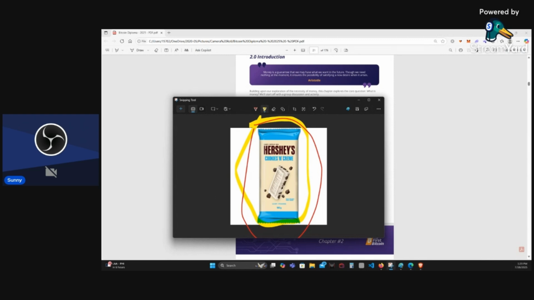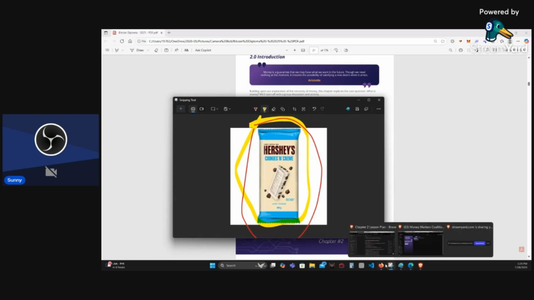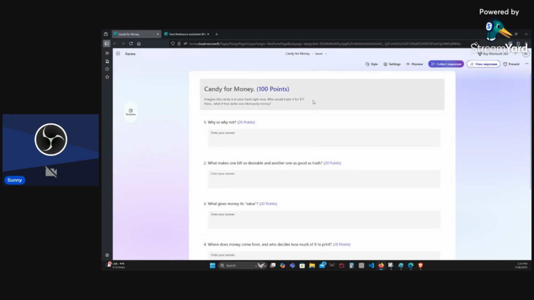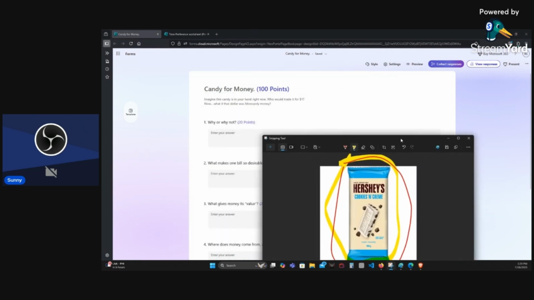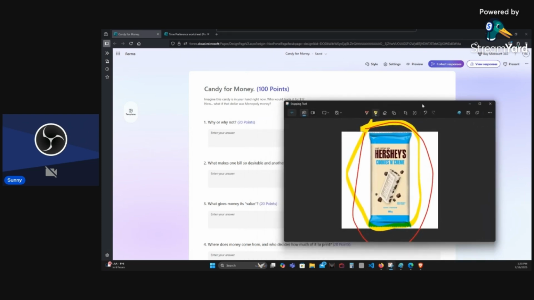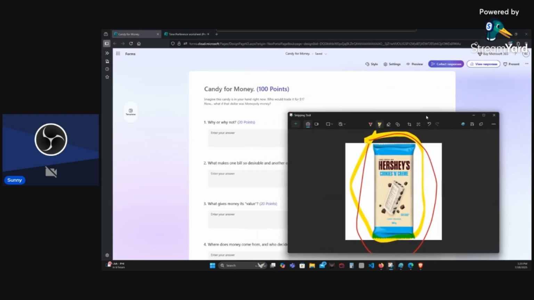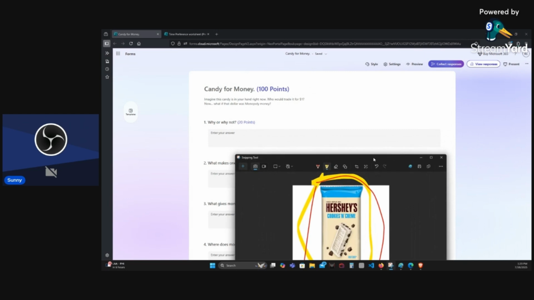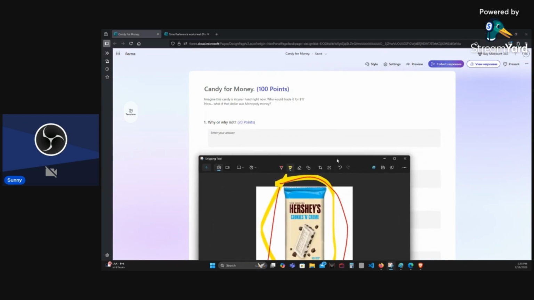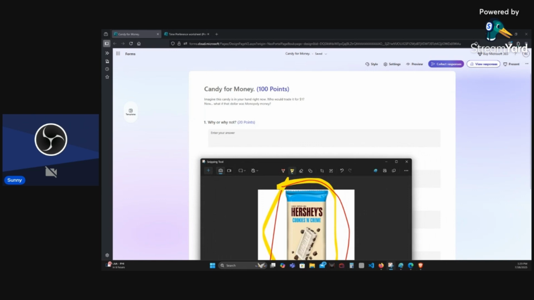And we're going to go over a little Quizlet. Let me pull up the Quizlet for you guys, so you can see the questions here. Alrighty. So again, imagine this candy is in your hand right now. Who would trade it for $1? Now, what if that dollar was Monopoly money? Will you still trade it? So we're going to go over the first one. Why or why not? I'll give you a second. Think about why or why not.